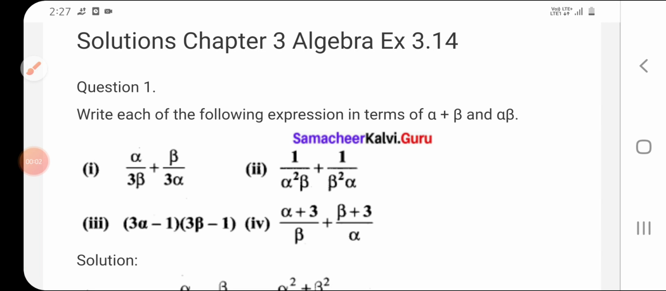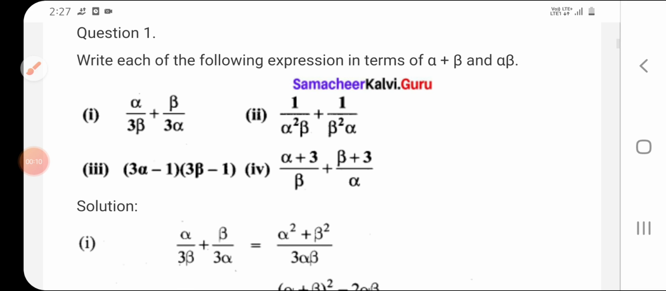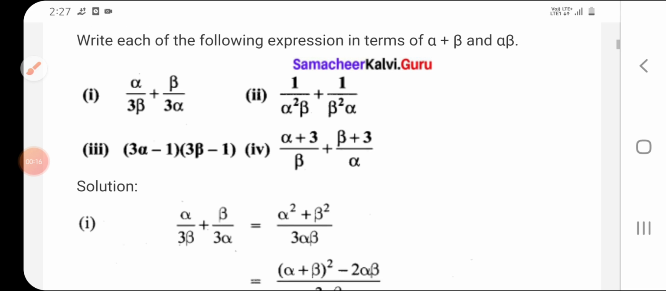Good evening children, let us see now exercise 3.14. Based on the expression identities we are going to solve this exercise. First question, write each of the following expressions in terms of alpha plus beta and alpha beta.